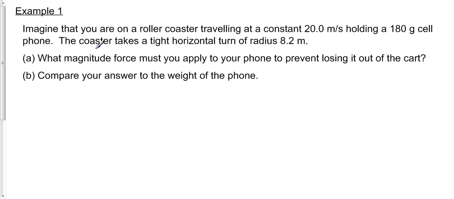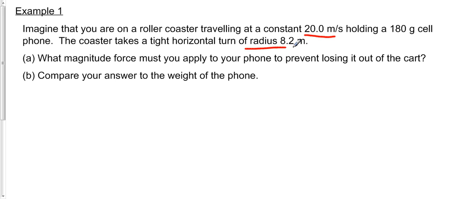So we have this roller coaster with a tight horizontal turn, and the roller coaster is traveling at a constant speed of 20 meters a second, and you're actually holding on to your cell phone. I looked up some common values for some of the newer, larger cell phones, and so 180 grams is not uncommon. And so this roller coaster takes a tight horizontal turn of radius 8.2 meters.